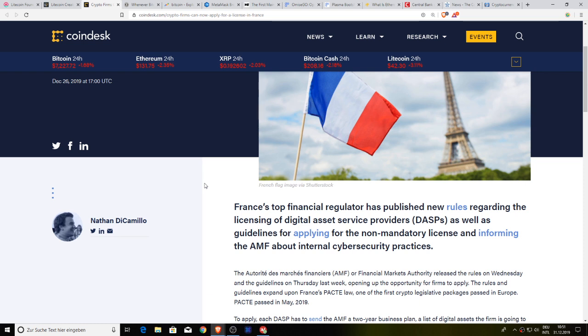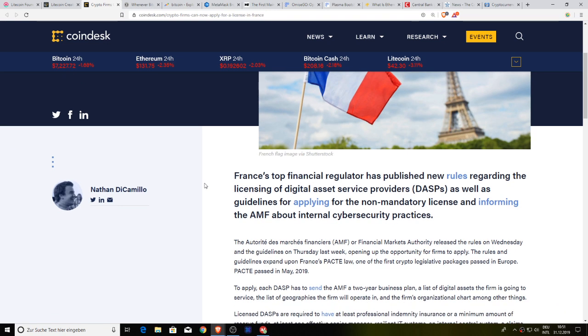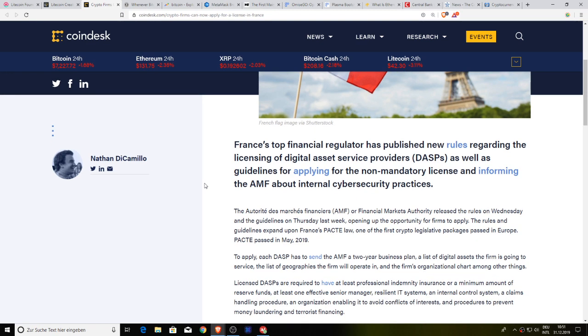The rules and guidelines expand upon France's Pact Law, one of the first cryptocurrency exchange packages passed in Europe. Pact passed in May of 2019. To apply, each DASP has to send the AMF a 2-year business plan, a list of digital assets the firm is going to service, a list of geographies the firm will operate in, and the firm's organizational chart, among other things. So they have to pretty much act as if they were a bank.